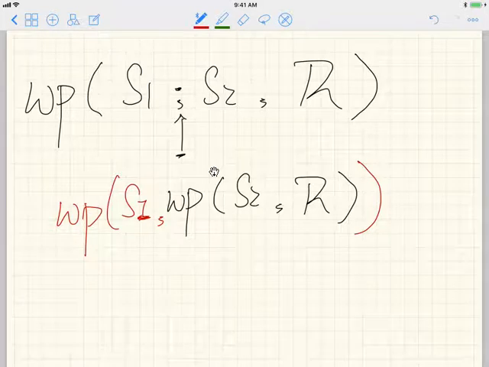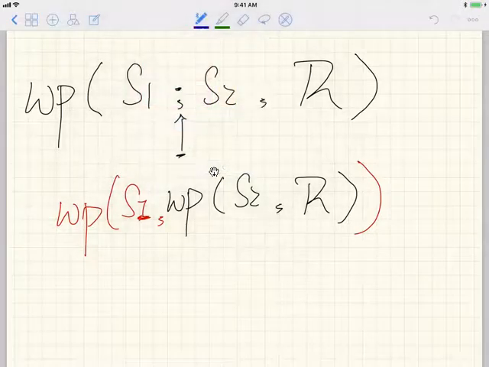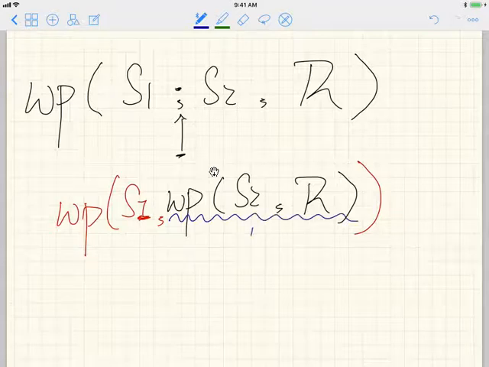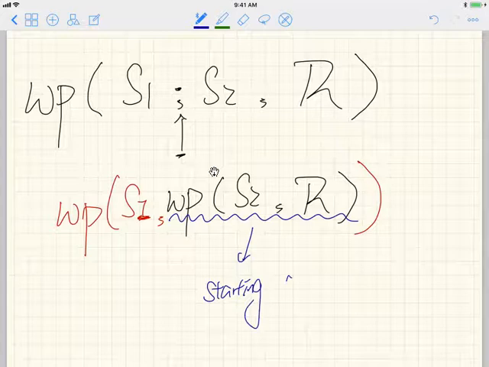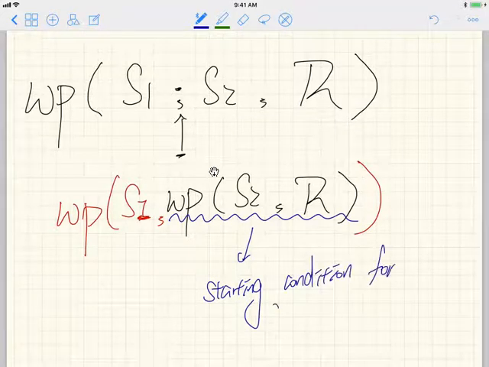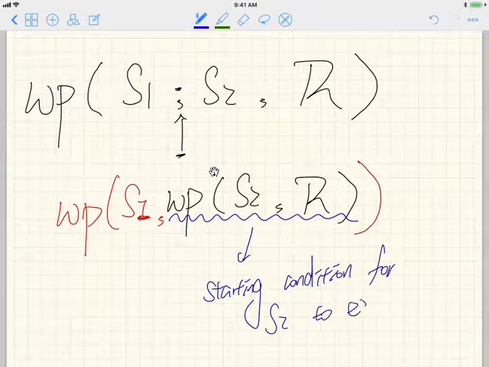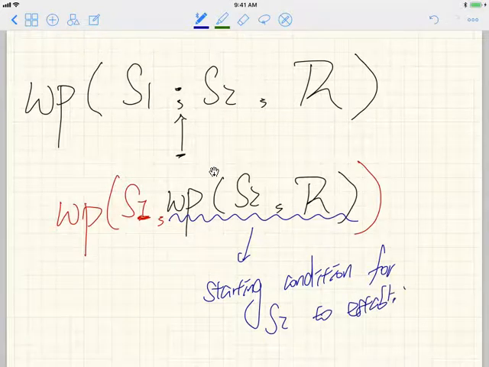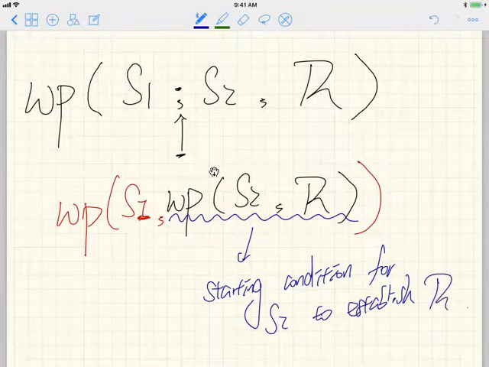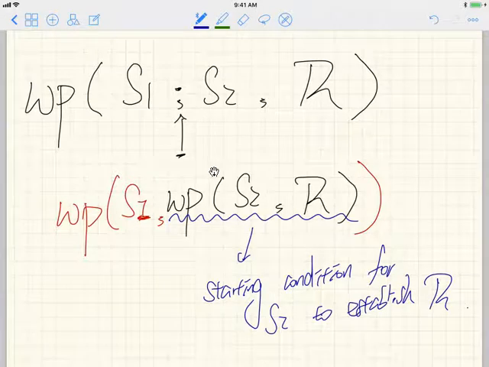Okay, I'll just do one more annotation and see if we have any questions. Otherwise, I'll move on. Okay? This is the starting condition for S2 to establish R. Okay? Any questions about this rule over here? We're going to apply that for sure. Okay, we're going to have some examples to see.